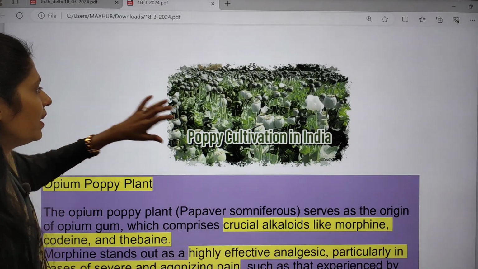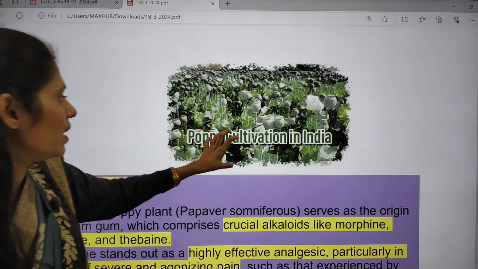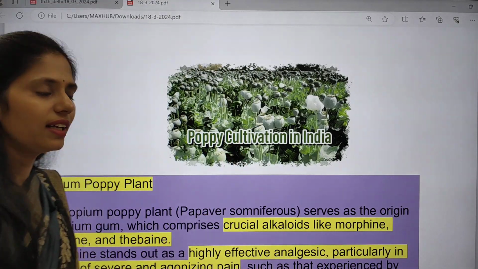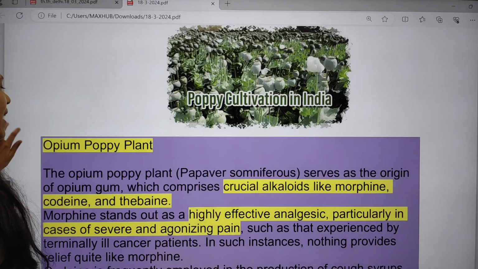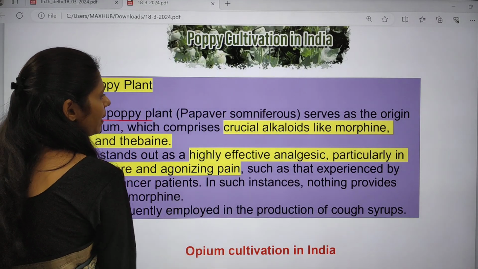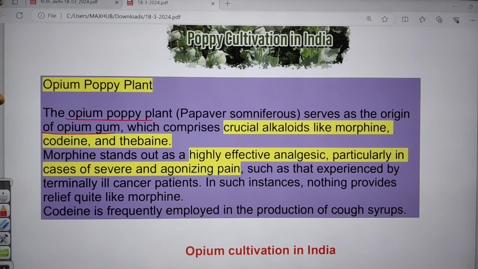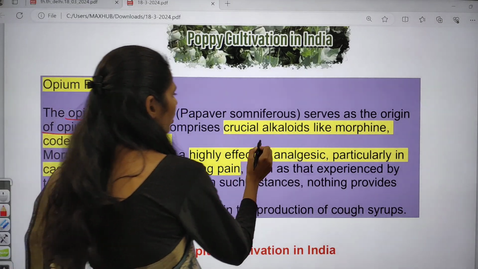So if we're talking about the data, this is the poppy. The image that you can see here is poppy. Poppy cultivation in India, so let's see some facts regarding this opium poppy plant. The opium poppy plant serves as the origin of opium gum, and it contains some crucial alkaloids.